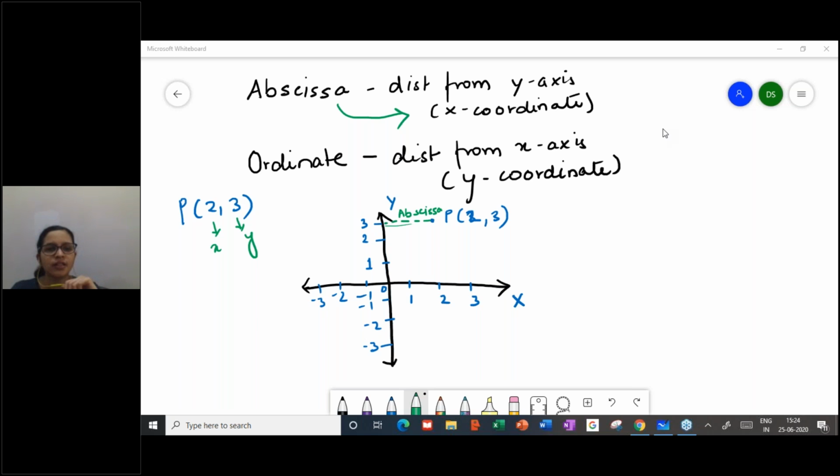Yes, Neki and Puneet have got the concept, I guess, already. Cool. So I'll explain ordinate to you. The ones who are facing difficulty, maybe it might be clear.